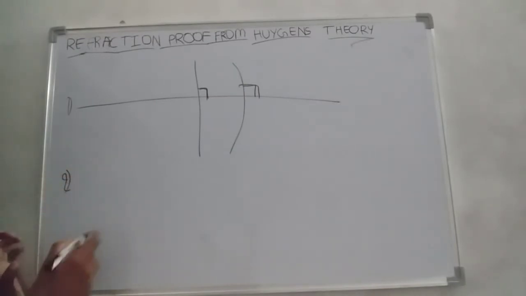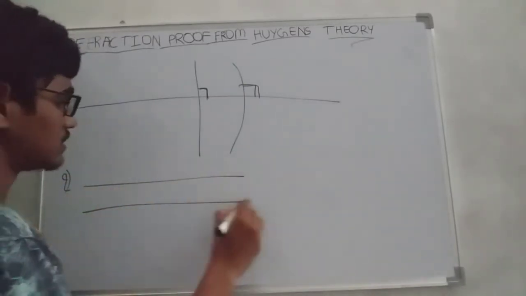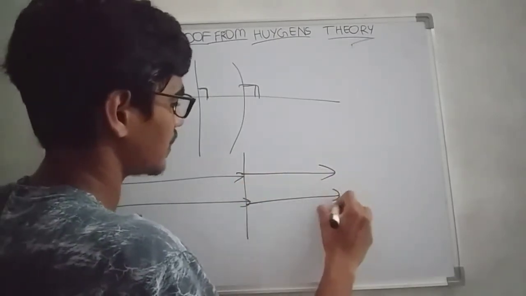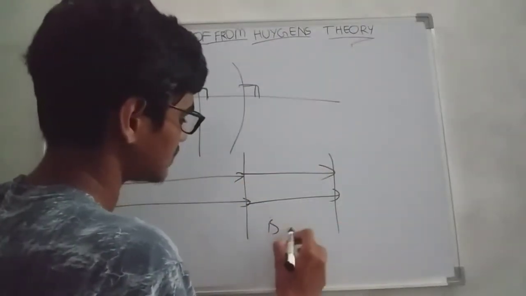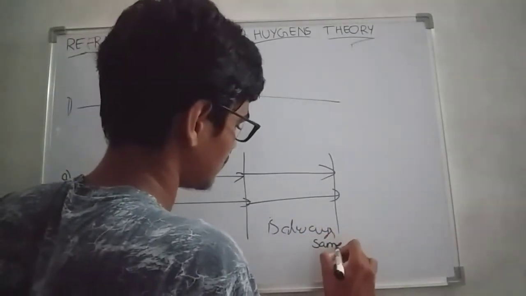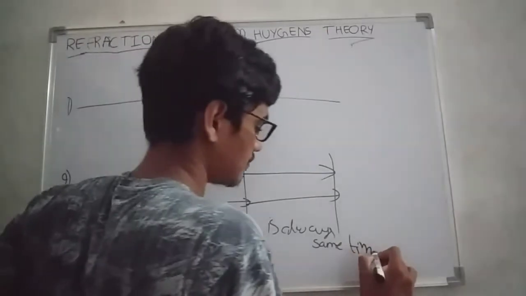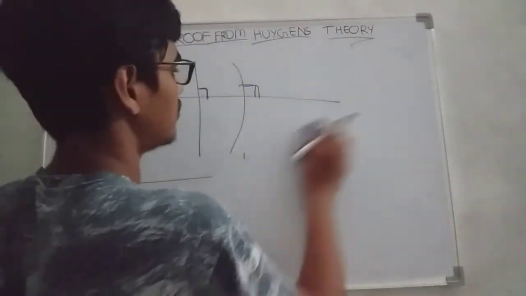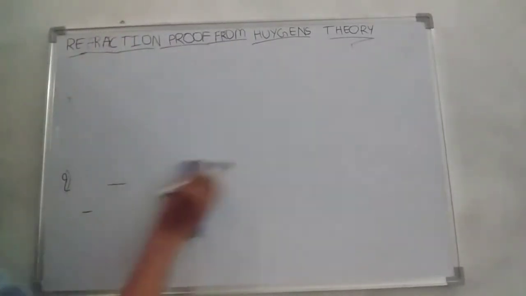And the second is the time taken by two rays to reach from one wavefront to another wavefront is always the same time. So now I want to prove reflection using Huygens theory.